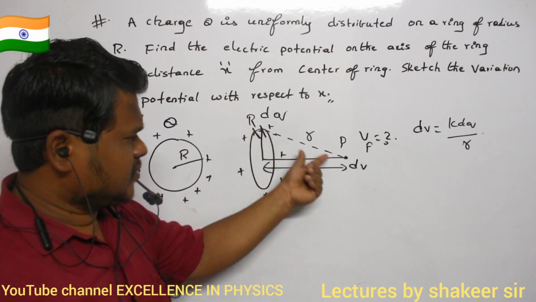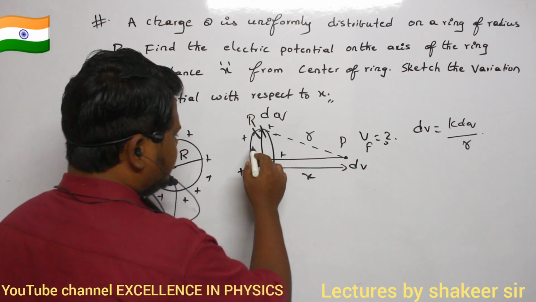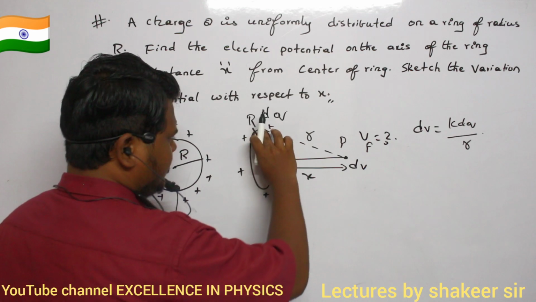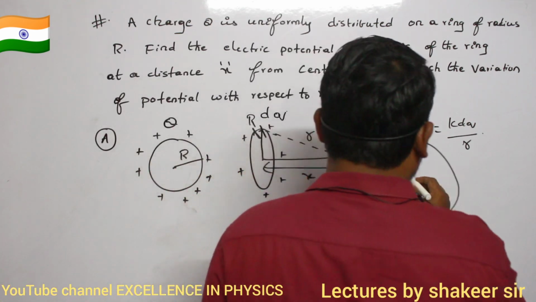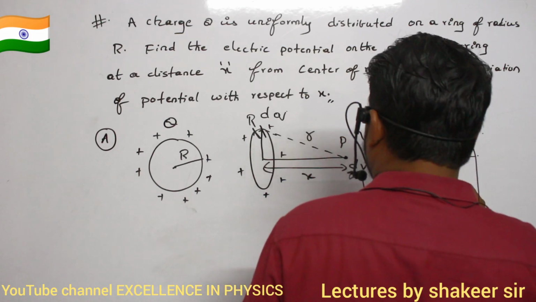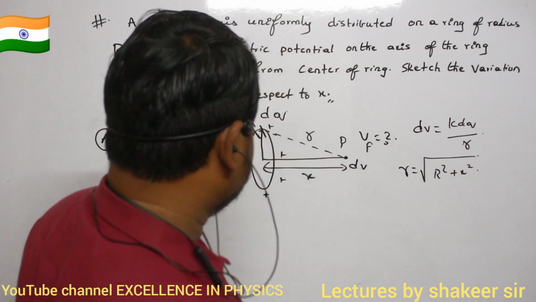How can I find out the r value? Students online, you should answer. I can use the Pythagoras theorem, no? So this distance is r, the radius, and this distance is x. Therefore the r value will be the square root of r square plus x square. That's all. Now substitute in this relation.